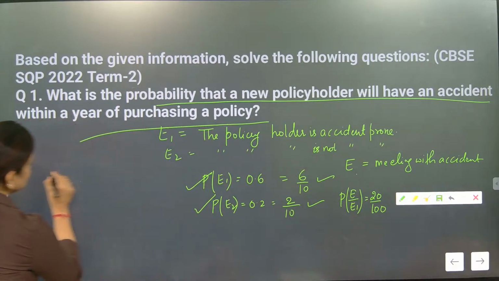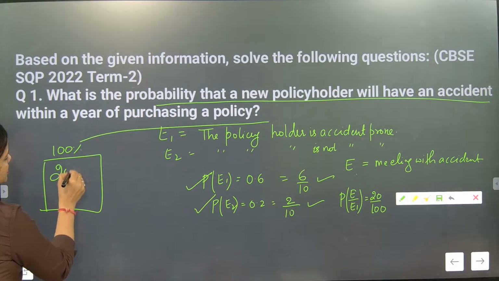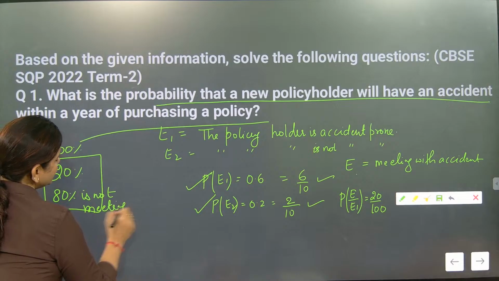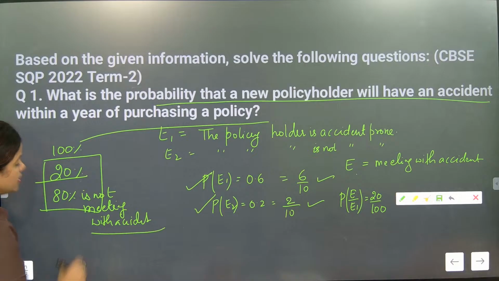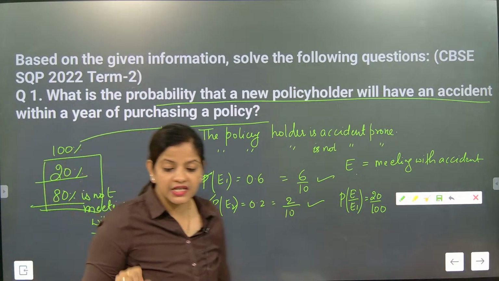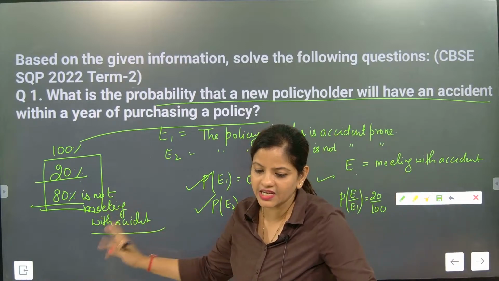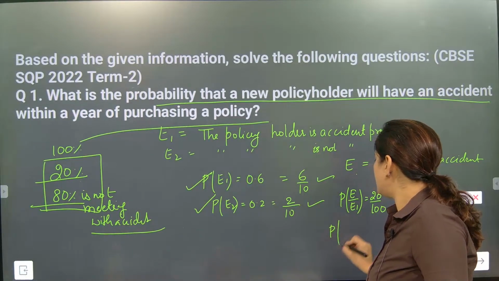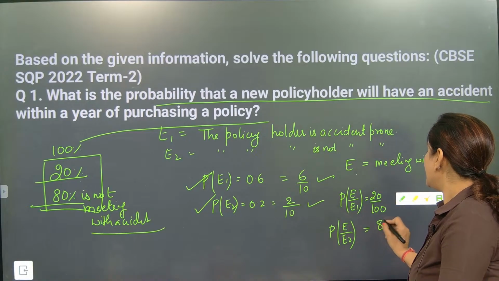So the total policy holders of a company is 100%. In that, 20% is meeting with accident every year. That means 80% is not meeting with accident. 20% is meeting with accident, 80% is not meeting with accident. So how are we going to write? Those people who are not meeting with accident is 80 by 100.